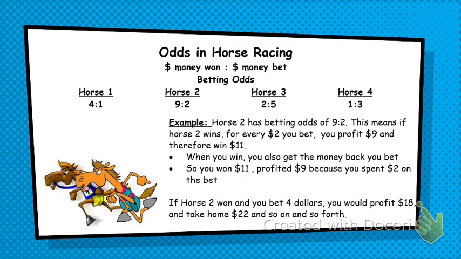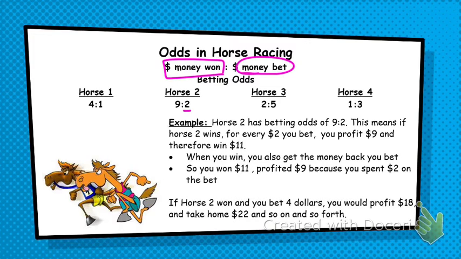We're going to pretend that we have 4 different horses, and these are the odds right here, odds in horse racing. So horse 1 has 4-to-1 odds, horse 2 9-to-2 odds, horse 3 2-to-5, horse 4 1-to-3. So what does that mean exactly? Well, let's just take horse 2 for instance. If it has 9-to-2 odds, that means for every $2 you spend, you profit $9. Okay? For every money you spend, you profit that amount.